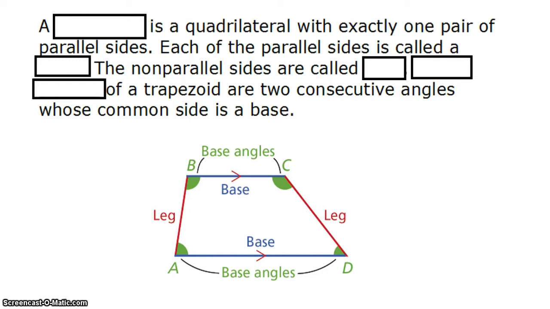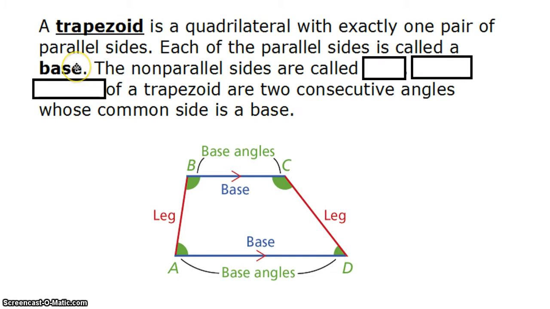Okay, this is Geometry, Chapter 6, Section 6, Properties of Kites and Trapezoids. This is Part 2, so we're talking about trapezoids. A trapezoid, as you know, is a quadrilateral with exactly one pair of parallel sides. Each of the parallel sides is called a base. Good. And the non-parallel sides are called, just like a triangle, legs, right?